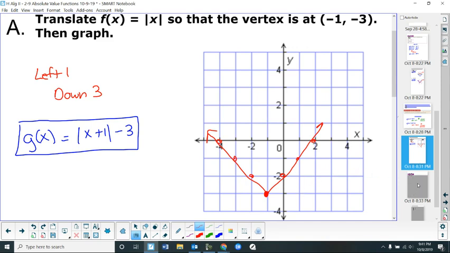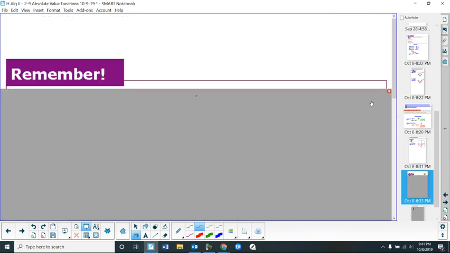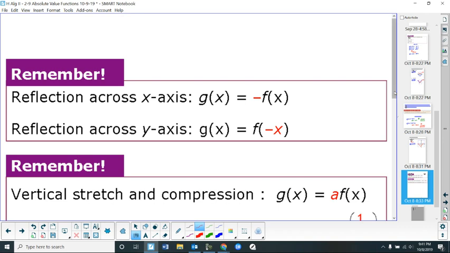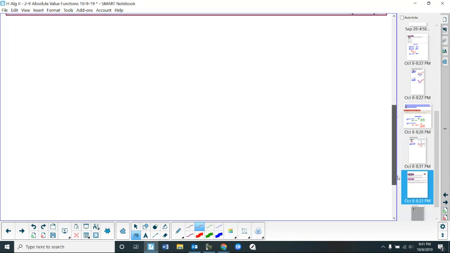Okay. Well, now we're going to talk about reflections across x and y and horizontal stretches and compressions. So the best way to do this is ignore all of that and come down to an example.